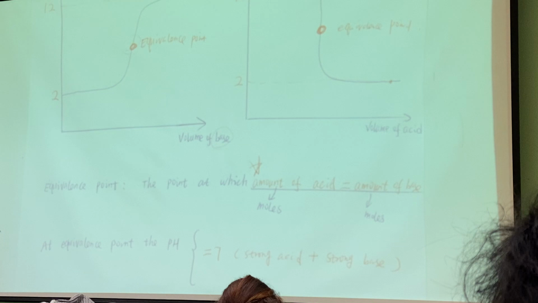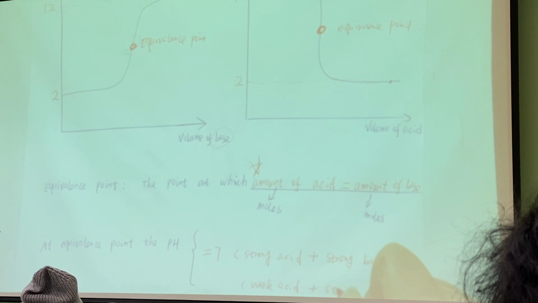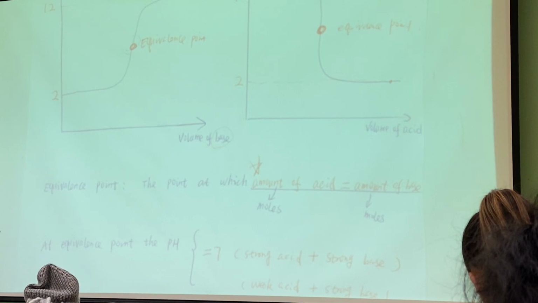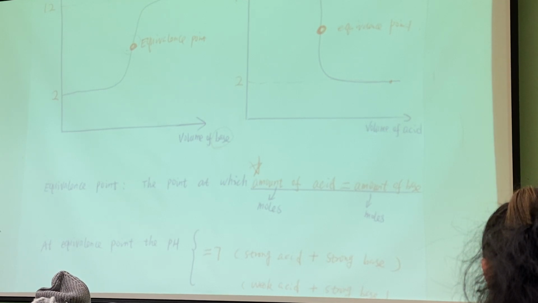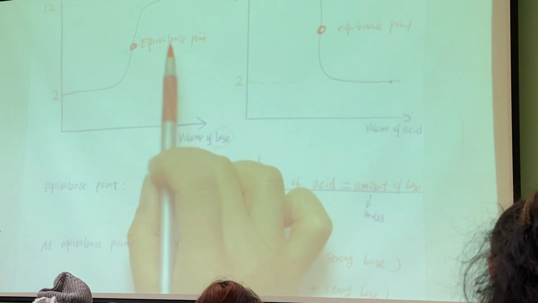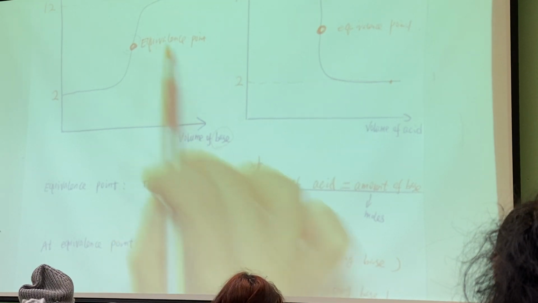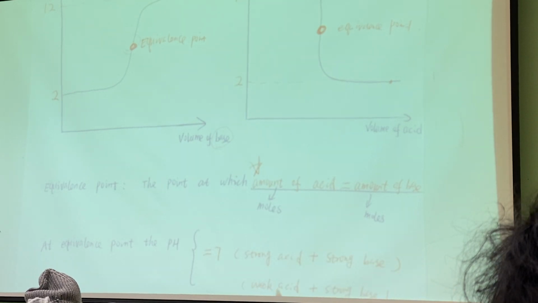But if you have a weak acid titrated with a strong base, for example, in 1211 you do KHP titrated with sodium hydroxide, when you reach the equivalence point, the salt is made of a strong base and a weak acid.